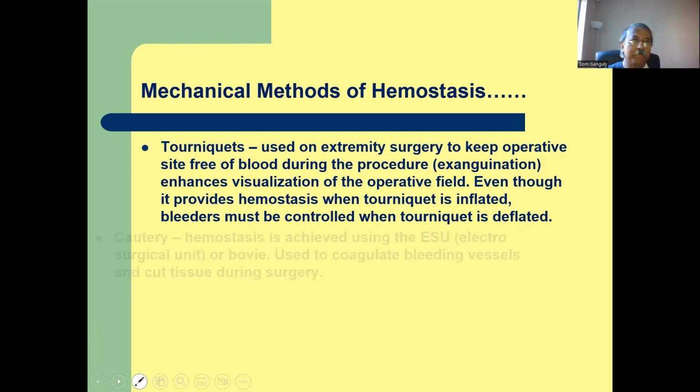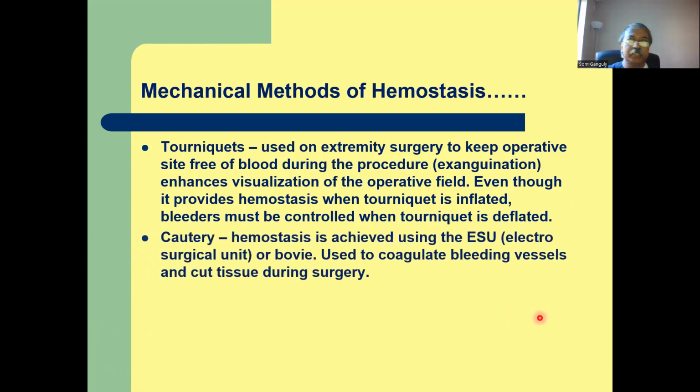Another way, very, very routinely, surgeons use this. It's called cautery, using an electrosurgical unit, or mainly we call it Bovie. This machine uses high frequency electric energy to coagulate bleeding vessels, and it can also cut tissue during the surgery. They have a way they can use it to control bleeding. That is another mechanical method for hemostasis.